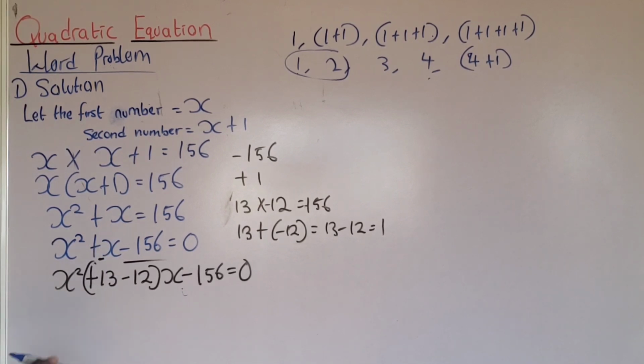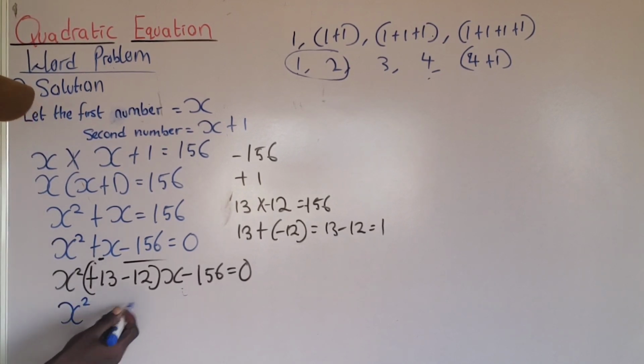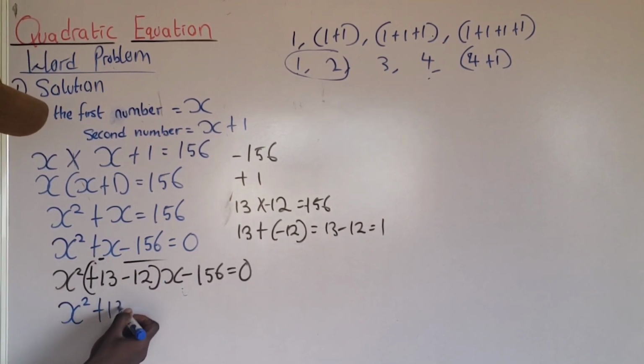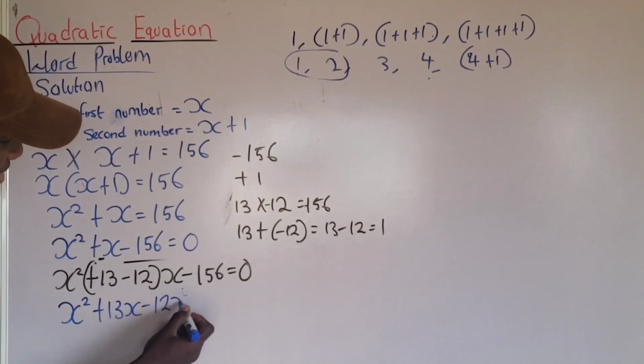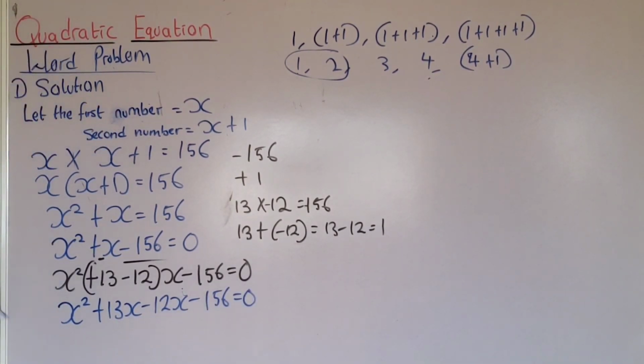Here, I'm going to have x squared. Okay, now open the bracket. Plus 13x minus 12x minus 156 equals 0. Do you understand it to this point? If you didn't understand, kindly reverse the video and listen to the explanation again. Okay, so having gotten here, all you have to do now is to factorize.